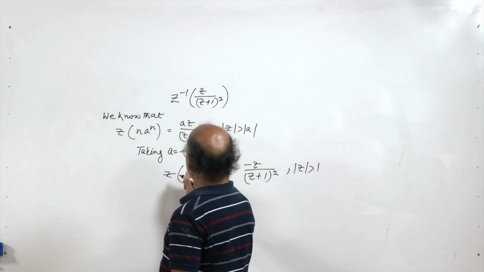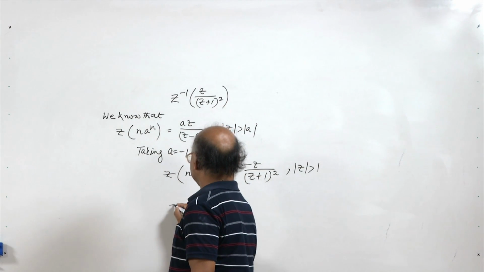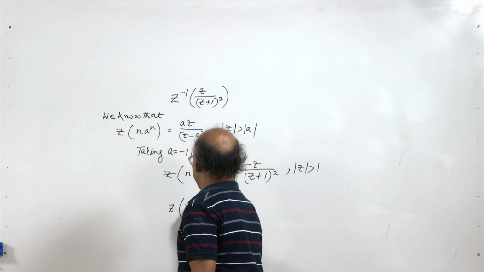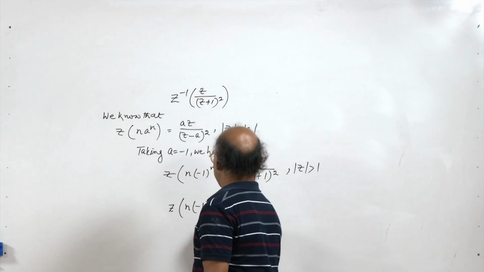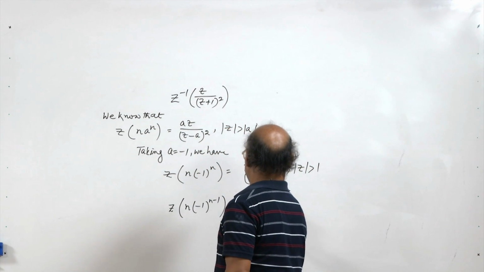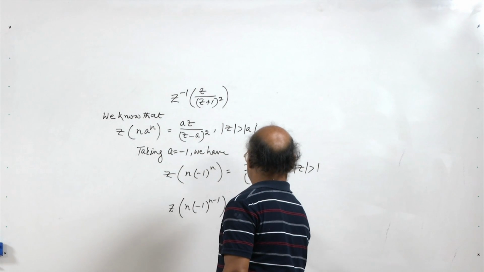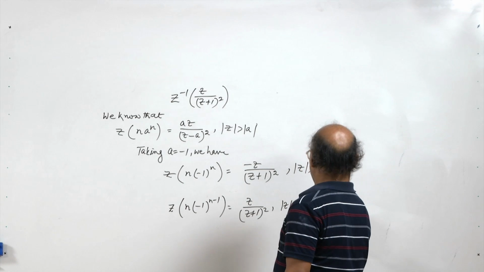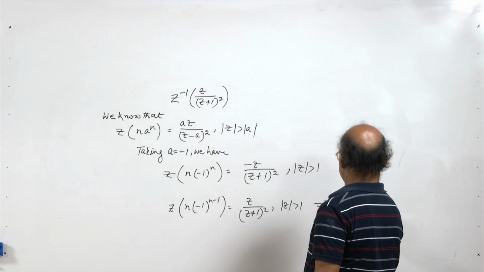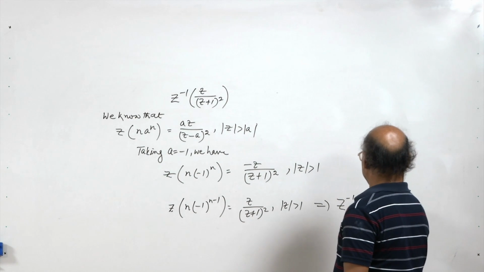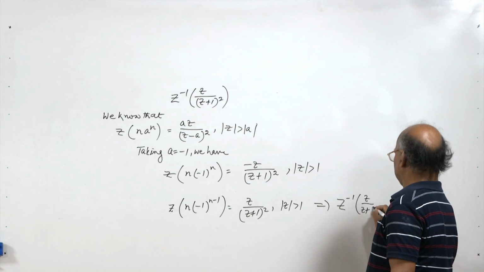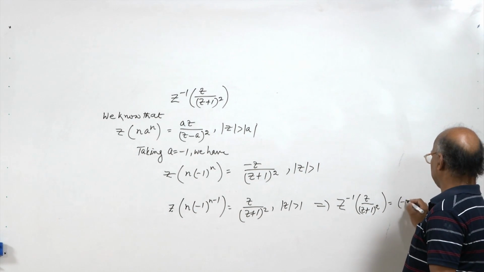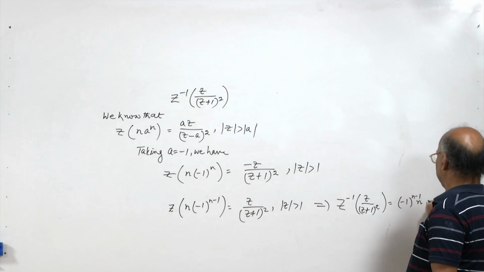So, using the linearity property of the z transform, what we get is minus z transform of n times (minus 1) to the power n minus 1 is equal to z over (z plus 1) whole square, when mod of z is greater than 1. Or we can say that inverse z transform of z over (z plus 1) whole square is equal to (minus 1) to the power n minus 1 into n.